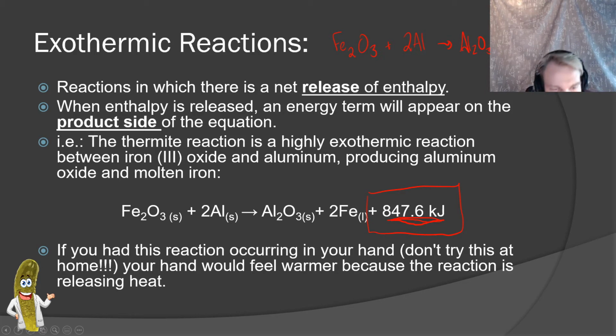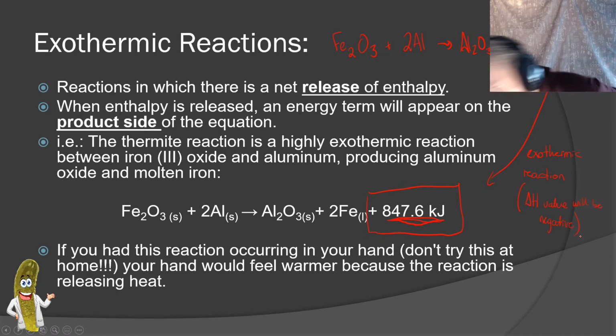We'll talk about this in a sec, but if it's an exothermic reaction, heat is being released, or you can think of it as heat being lost. And so our delta H value will be negative. Anytime we have an exothermic reaction, the delta H value will be negative because we are losing or releasing heat.